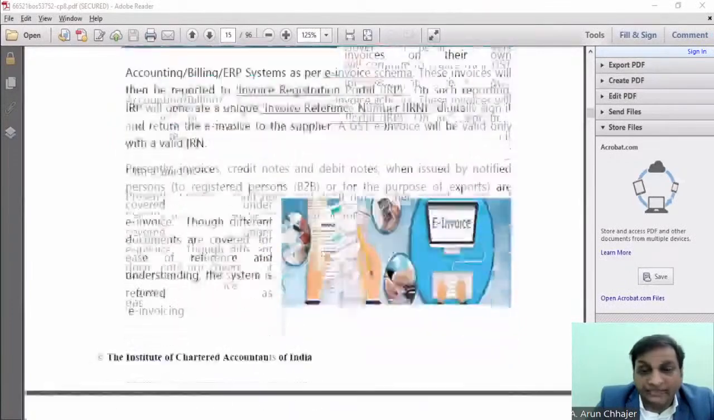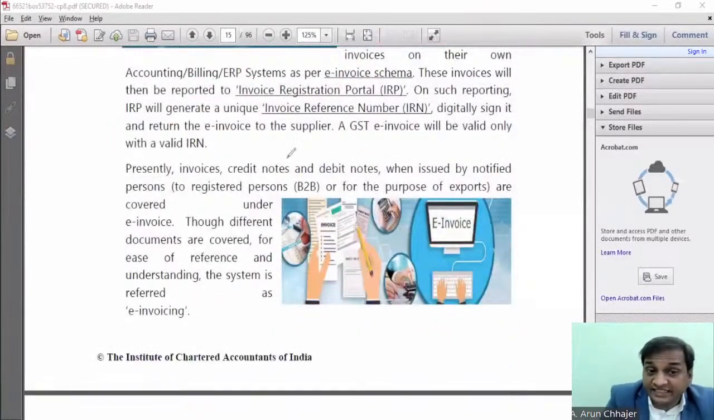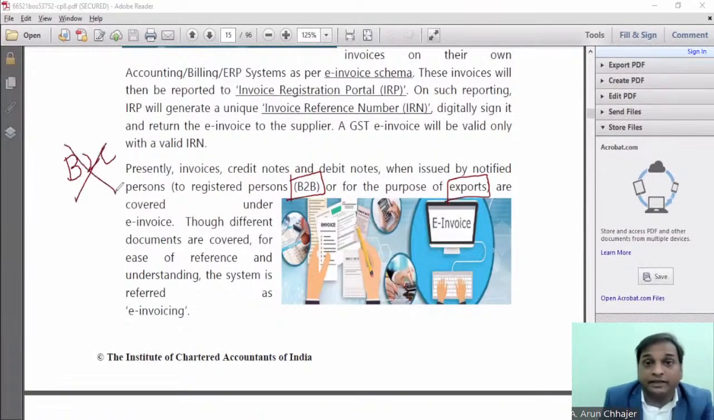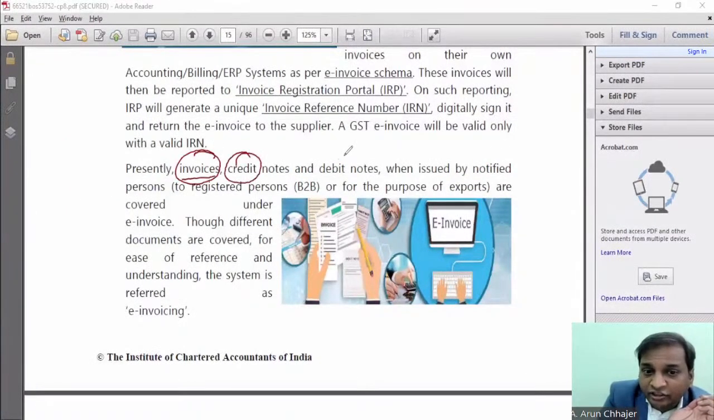What is the benefit? See, to which transaction is it applicable? First B2B and second export. First, B2B means registered to registered. If my customer is unregistered, do I need to prepare the e-invoice? No. For B2C transaction, it is not applicable. For B2B, it is mandatory, and for export, it is mandatory. Only invoice? No. Invoice or credit note or debit note.